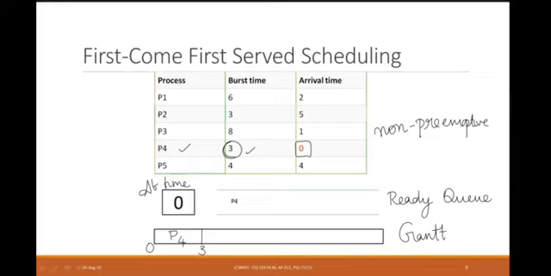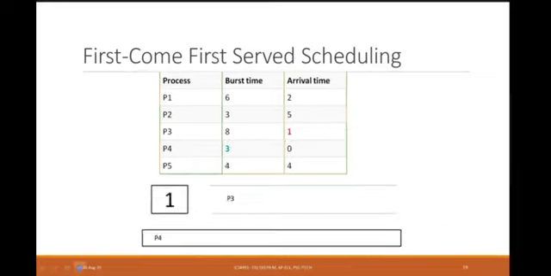So this is at time 0. What will happen at time 1? At time 1, we have process P3, which has come to your ready queue. Just write down the time on top if you want. This will be your arrival time. I have just written down the arrival time on top of it. And we'll write down the burst as well. The burst time is 8 for P3.